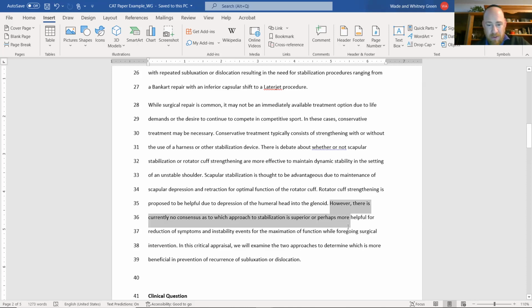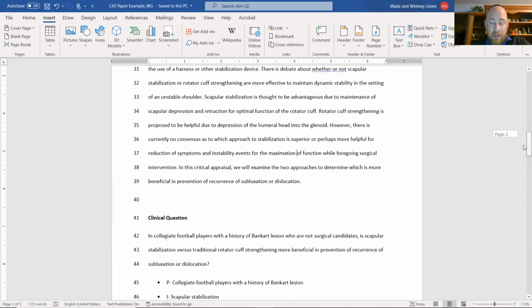as to which approach to stabilization is superior or perhaps more helpful for reduction of symptoms and instability events for the maximization of function while foregoing surgical intervention. In this critical appraisal, we will examine the two approaches, being scapular stabilization versus traditional rotator cuff strengthening, to determine which is more beneficial in prevention of recurrence of subluxation or dislocation. There you go. Then we go right into our PICO question.